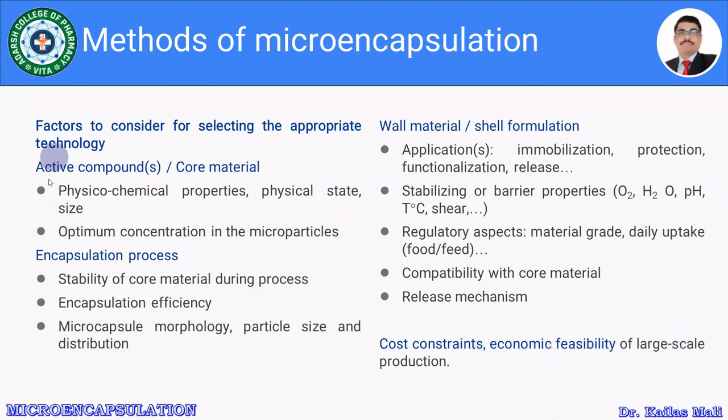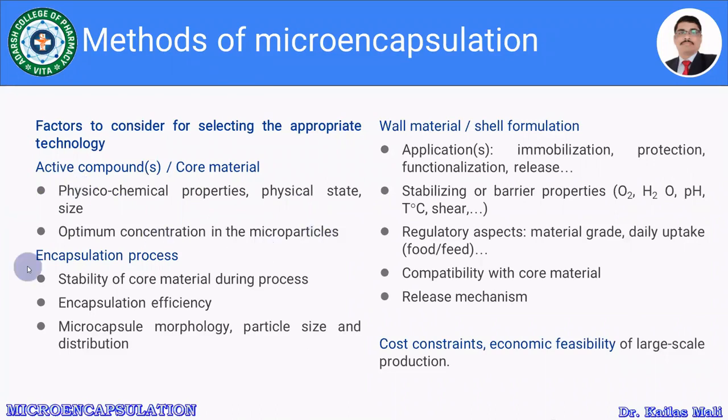So first of all, the active compounds or the core material. Here we have to consider the physicochemical properties of the active medicament. We have to consider its physical state and the size, which will decide the size of the microparticle and the optimum concentration in the microparticles.